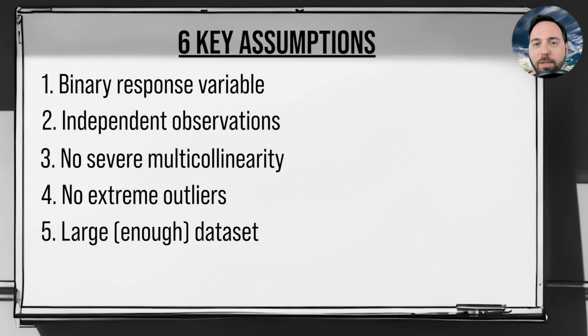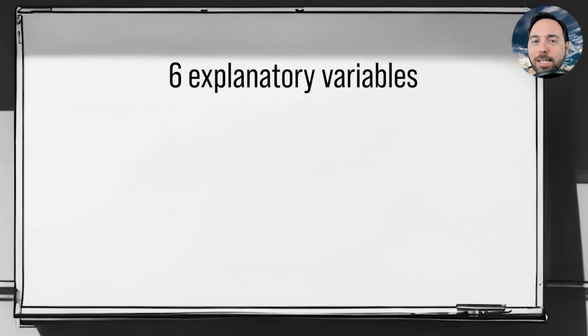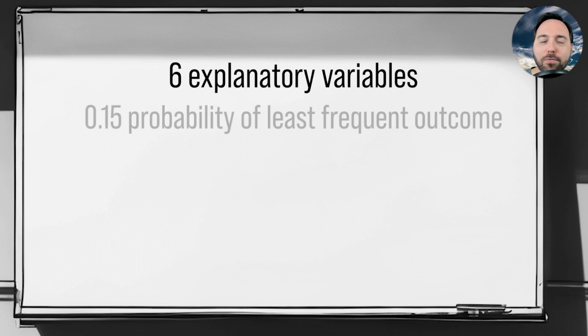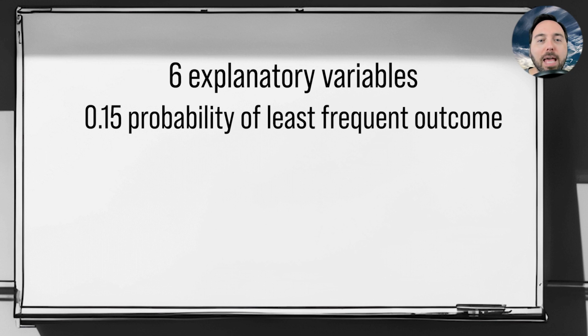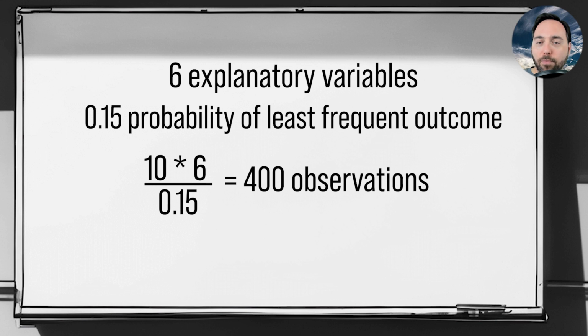Well, one rule of thumb is that you should have at least 10 cases for the least frequent outcome for each explanatory variable. Just as a hypothetical, let's say that we have 6 explanatory variables, and the probability of the least frequent outcome occurs 15% of the time in our data. In that case, we can take 10 times 6 and get 60. Divide that by 0.15, giving us a minimum of 400 observations. If we have 1,000 observations, we're in good shape. If we have 350, it's iffy. If we have 20, we don't have enough data.